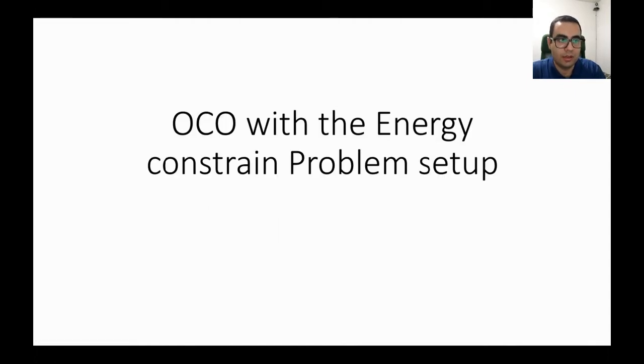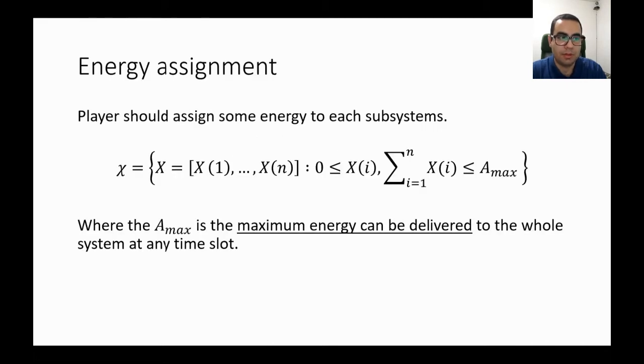The next 4 slides try to demonstrate our paper's problem setup by building upon the OCO. In this problem, there is a system with n subsystems. The player's task is to assign the limited available energy to each subsystem. The total energy delivered to the system at each time slot should not exceed the given constant, A max. Obviously, the energy also cannot be negative, so these constraints are shown mathematically in the picture.